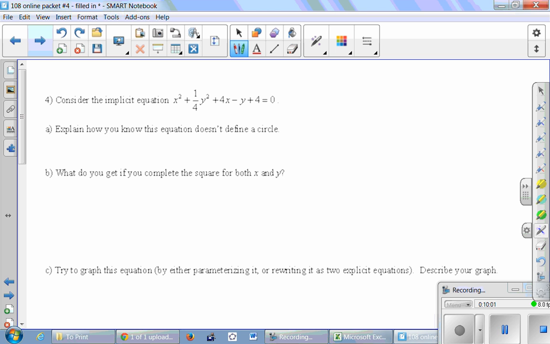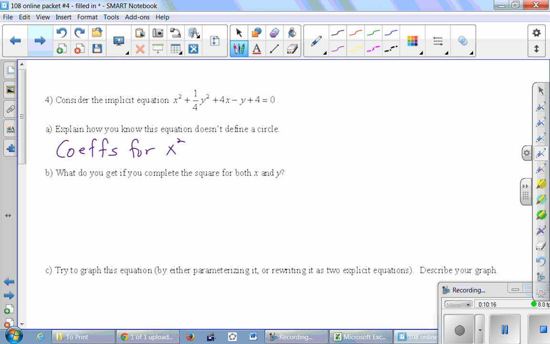We need to look at the coefficient of x squared and y squared. And if they're the same, it's going to be a circle. If not, who knows? So the coefficient here is 1, coefficient there is a quarter, not the same. Coefficients for x squared and y squared are not the same.